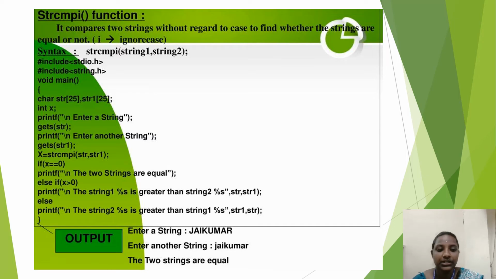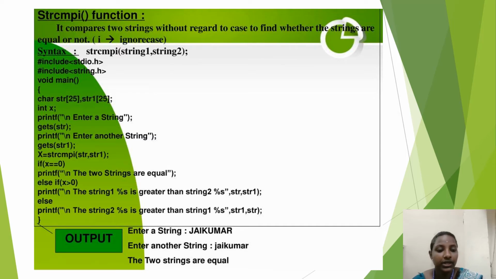We are giving the condition as if x is equal to 0. Here in the program, x is equal to strcmpi of str comma str1. So we are comparing both the strings, and the compared output value is assigned to x. In the printf, we are giving enter a string, that is our first string. In the second printf, we are giving enter another string, that is our second string.